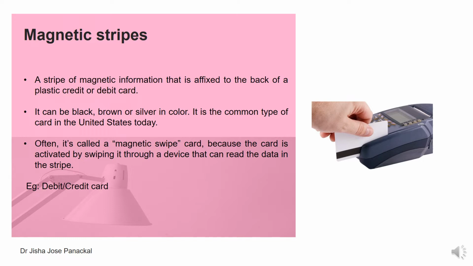We can also call it a swipe card because the card is activated by swiping it through a device that can read the data in the stripe. So the card is swiped in a machine or device so it can identify or read the data in the stripe. We are using it in debit or credit cards.